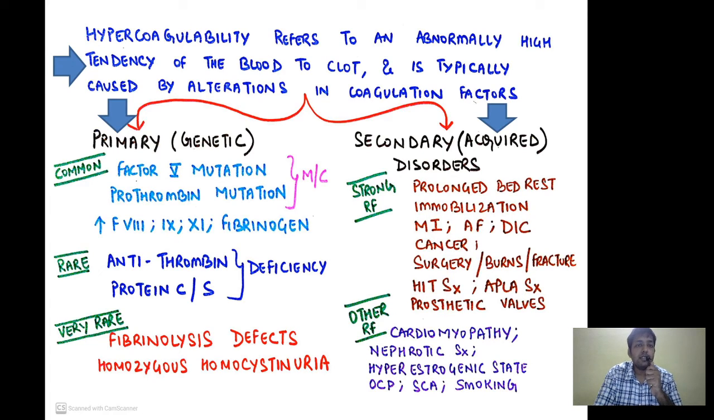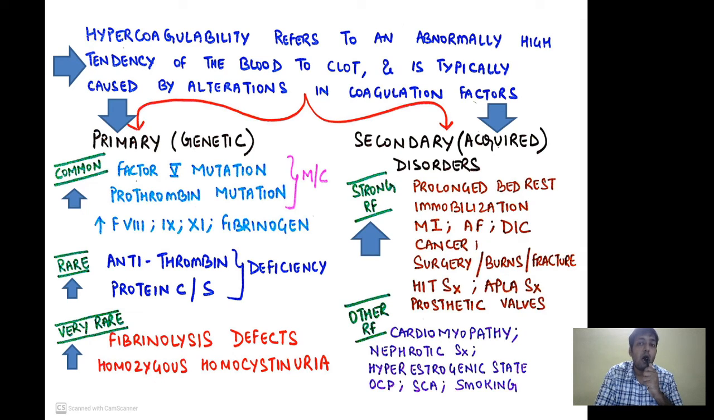Now the common causes of primary or inherited hypercoagulability are factor 5 Leiden mutation and prothrombin mutation, these two forming the most common inherited causes. Then increased levels of factor 8, 11, 9 and fibrinogen. Now what are some of the rare inherited causes? Antithrombin, protein C and protein S deficiency. And last, which is very rare, are the fibrinolysis defect and homozygous homocystinuria. Now, among the acquired causes, there are certain strong risk factors.